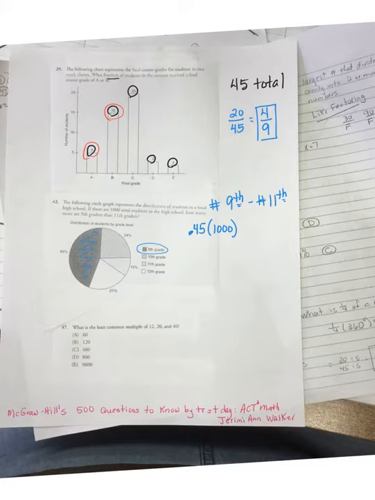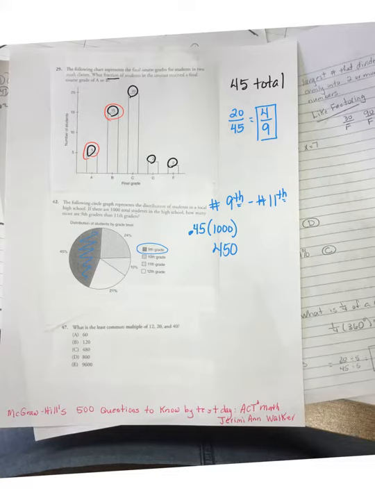So my 45% of 1,000, that's going to give me how many 9th graders I have, which I'm just going to move my decimal 3 places. That's going to give me 450. If you don't remember how to do that, use your calculator. Take advantage of that opportunity.